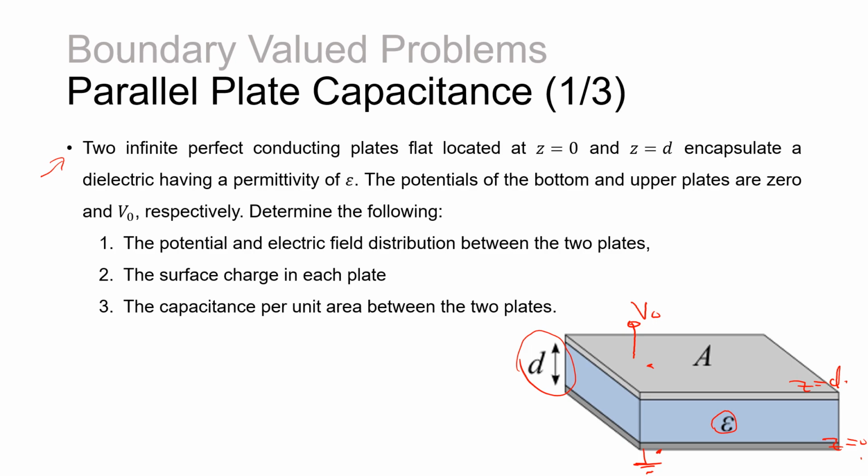And we are being asked step by step: first, calculation of the potential, which is the voltage, and the electric field distribution between the two plates, then the surface charge density, and finally the capacitance per unit area between the two plates.